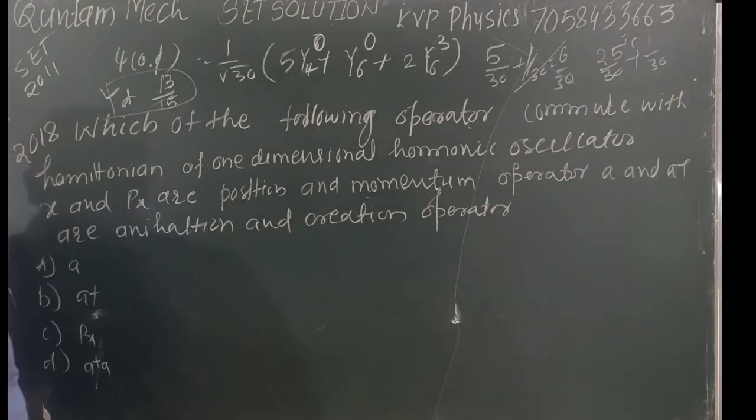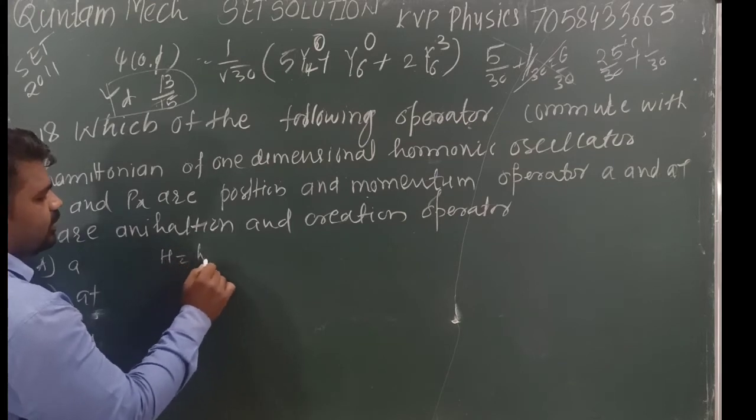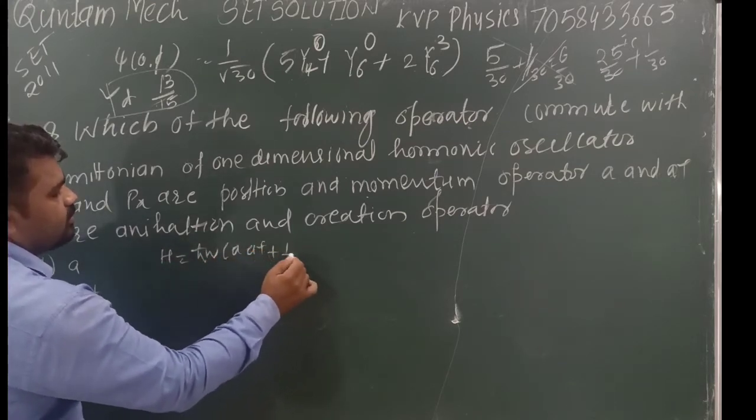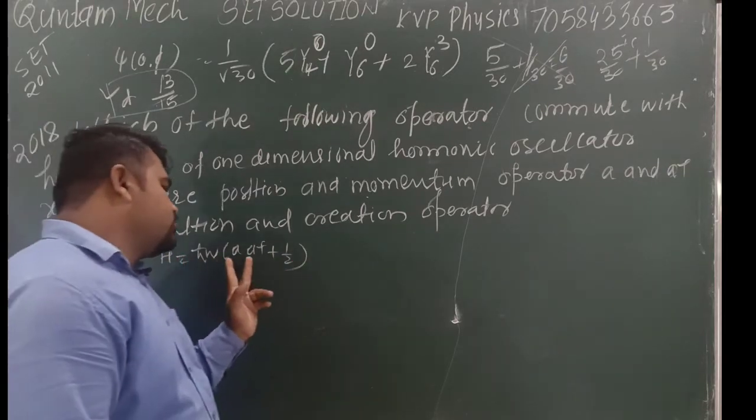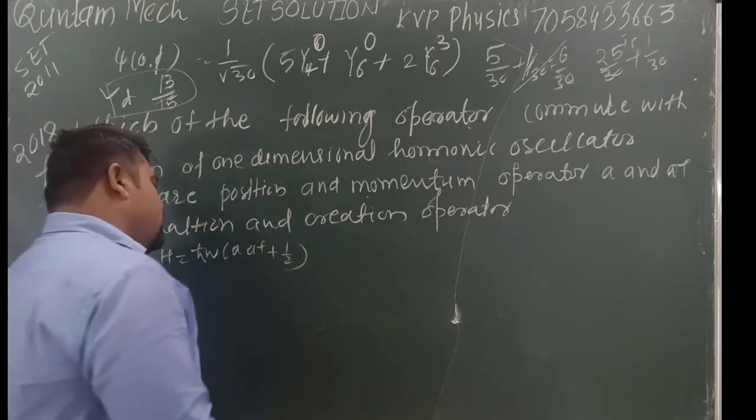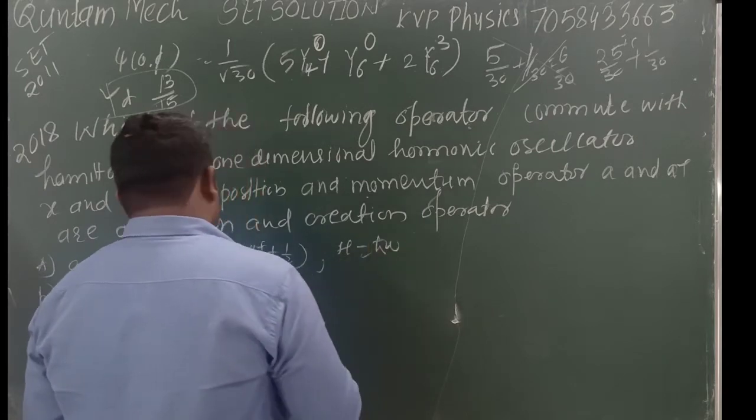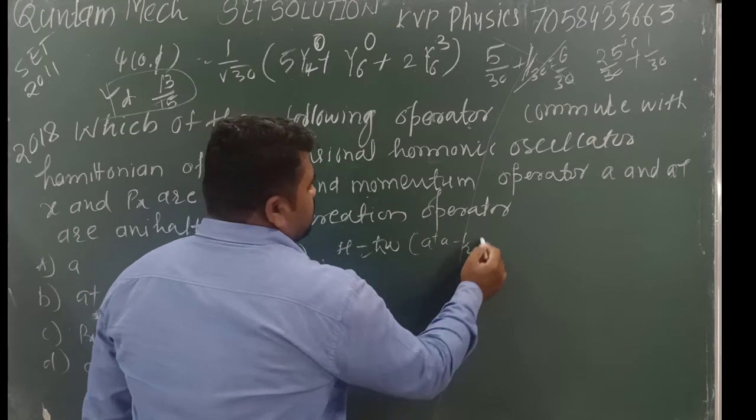Now see here. Now in this case, always memorize H is equal to h cross omega (A dagger A plus 1 by 2), or we can write down h cross omega (A A dagger minus 1 by 2). We can take as you wish any one value. H is equal to h cross omega inside the bracket A dagger A minus 1 by 2.